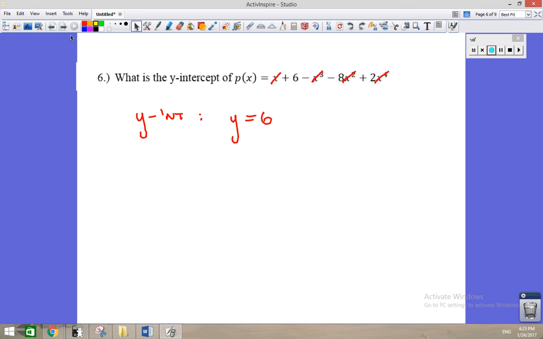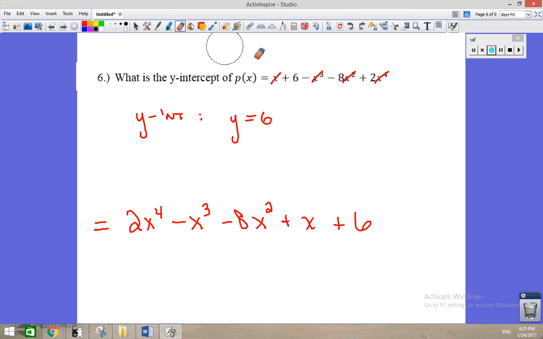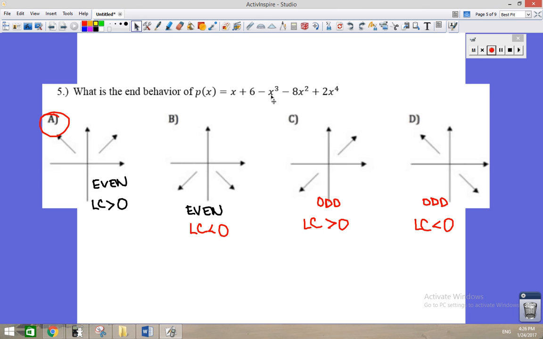If we go back and look at this problem, I think we've been working with the same polynomial: 2x to the 4th minus x cubed minus 8x squared plus x plus 6. For the majority of these problems, they were the same problem going through it. So hey, I hope that helps, and I'll talk to you later.